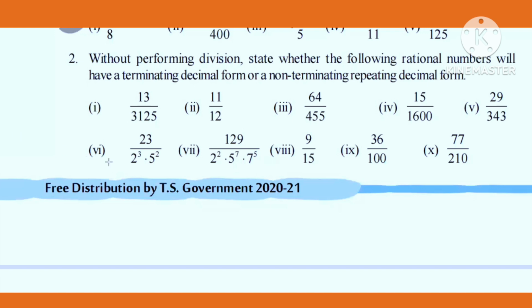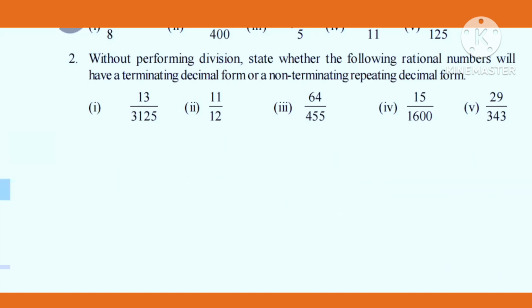Okay, so let us take the first problem. That is 13 by 3125. The denominator is 3125. So already that is a simplified ratio. Why? Because 13 is a prime number here, but the denominator is not a prime, so we can't simplify that. Now I'm taking 3125 and writing its prime factorization.